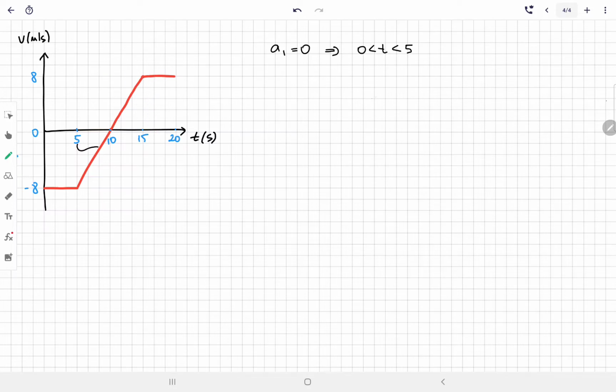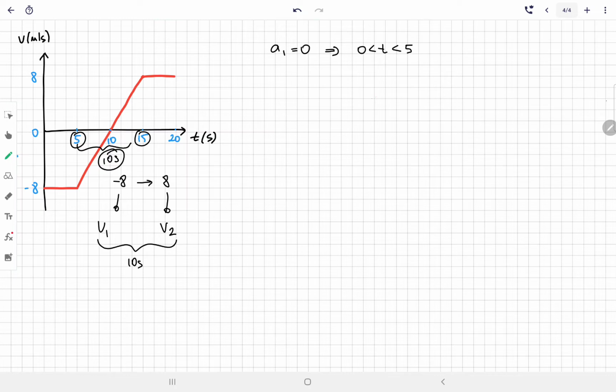So in 10 seconds, velocity changes from -8 to +8. So this will be our initial velocity, this will be our final velocity, from 5 to 15 seconds, so in 10 seconds. And we know, if we pay attention to this graph, it's a straight line. It means acceleration is constant.